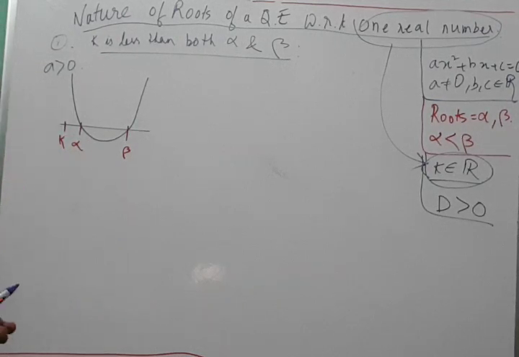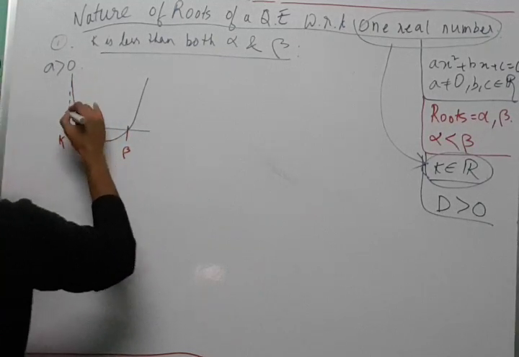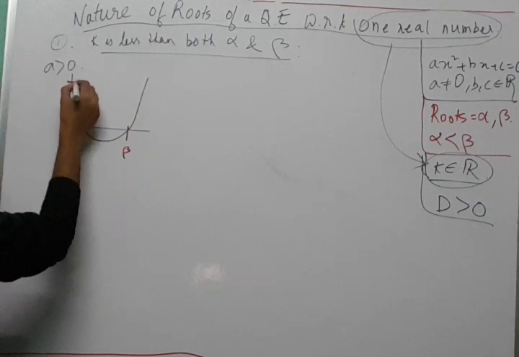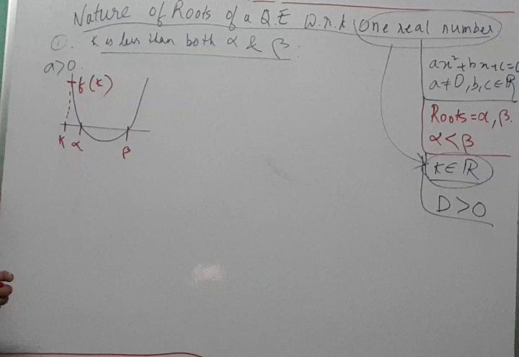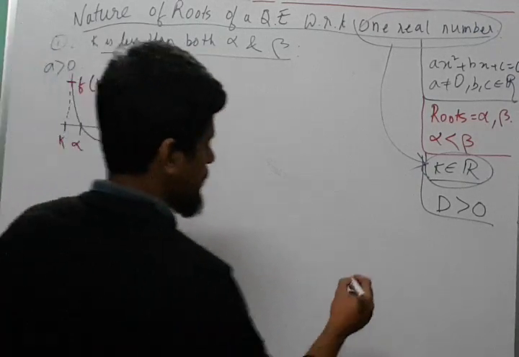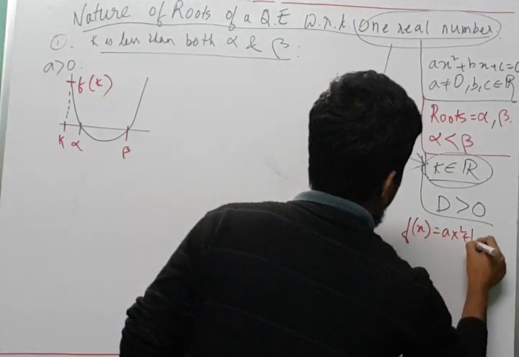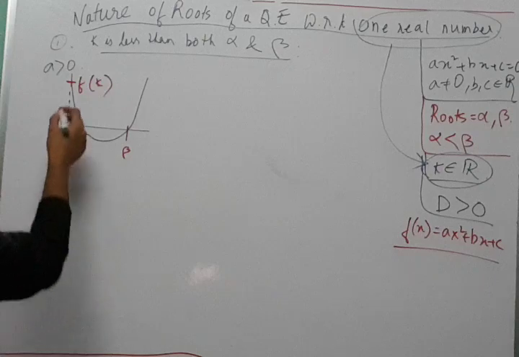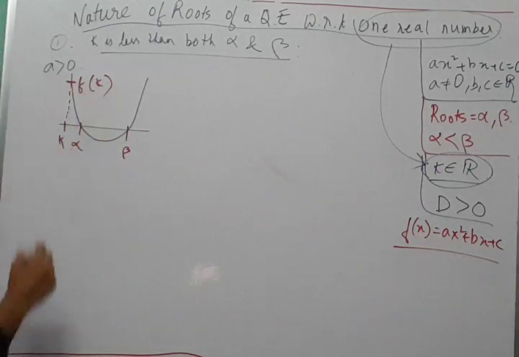If we draw a vertical line from k upwards, then this vertical line will intersect the curve at some point, which will be nothing but f of k. If we take f of x is equal to ax square plus bx plus c, then f of k will basically mean ak square plus bk plus c, which is nothing but this intersection point. So this is our concept over here.